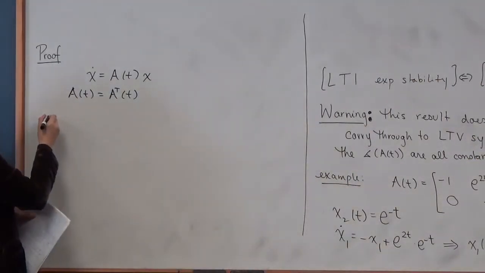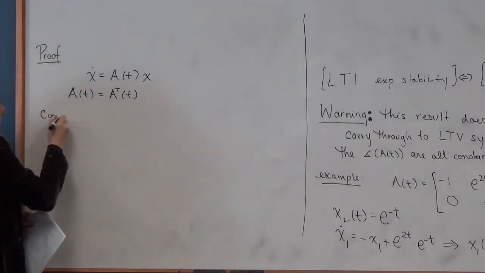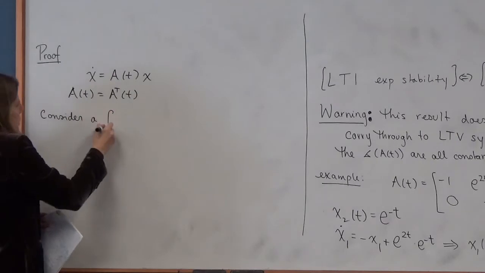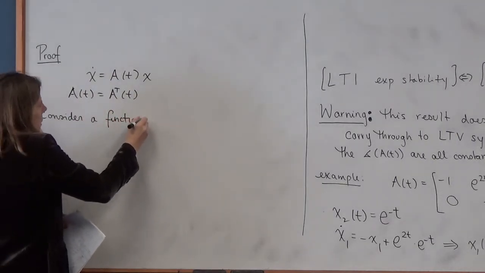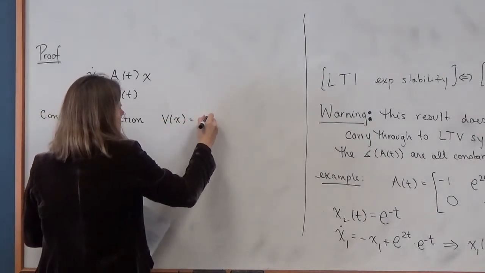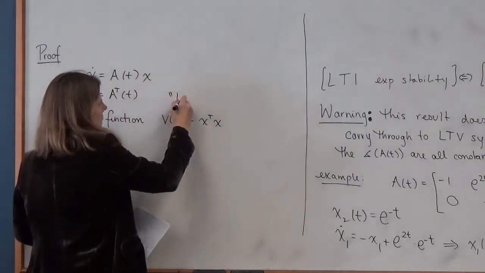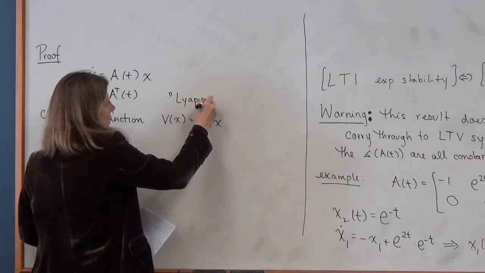So I'm going to try to do this by invoking a separate function, which I'm going to use to prove this. Consider a function, and we'll call it V(x). I'm just going to use this function here, which is x transpose x. We'll see that this is called later a Lyapunov function.